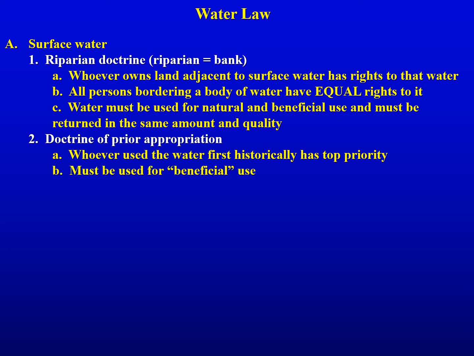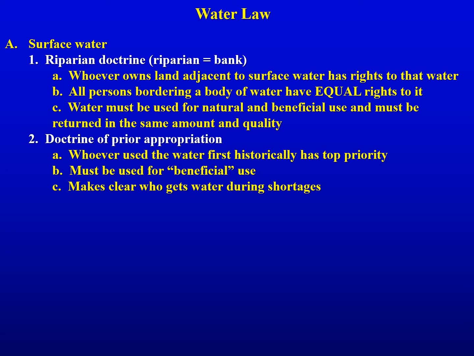So just like with riparian doctrine, you have to use the water for beneficial use. But in the eyes of the law, just about anything is beneficial use. Mining is beneficial, agriculture is beneficial, human use of it is beneficial. There's not too many things that aren't considered beneficial. Basically, if people can make money off of it, it's beneficial in the eyes of the law.